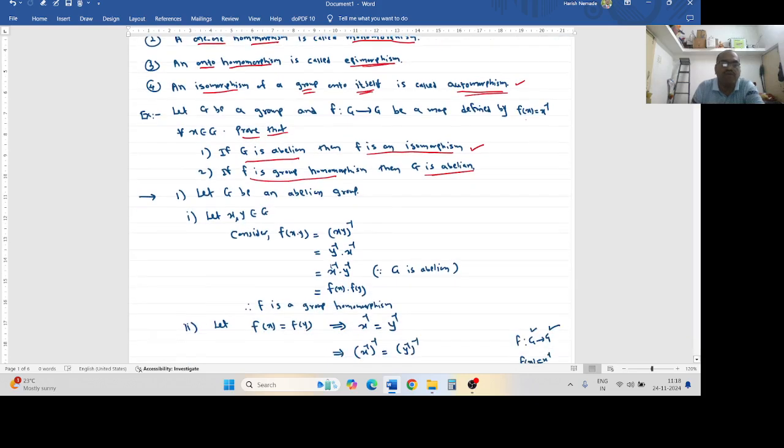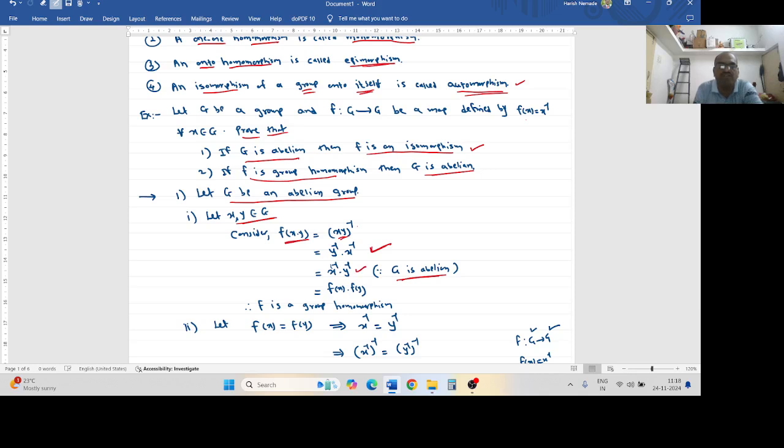So in the first part we take G as an abelian group. So let G be an abelian group. Take two elements x and y in G. First we show f is a homomorphism. So consider f of x into y. So f of x into y is equal to (x into y) inverse, but by the reversal law of inverse of a product, (x into y) inverse is y inverse into x inverse. But our group is abelian. Since G is abelian, y inverse into x inverse, we write it as x inverse into y inverse.